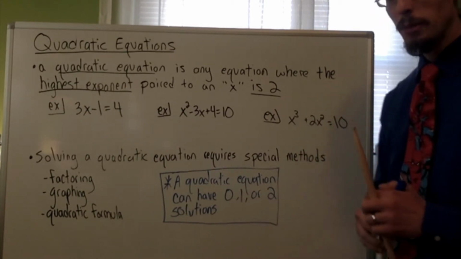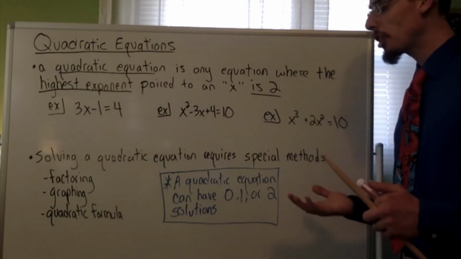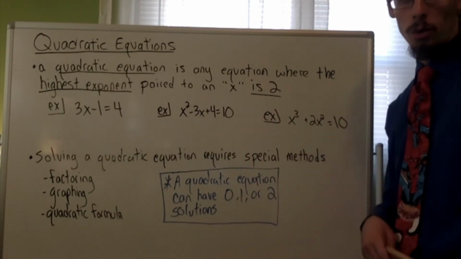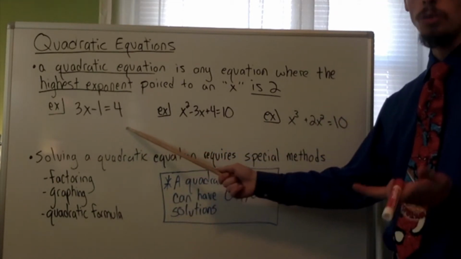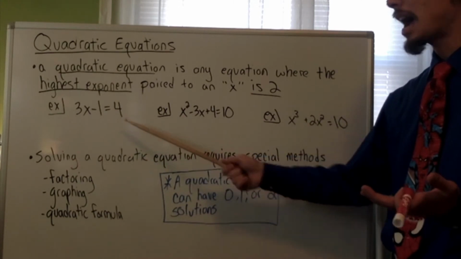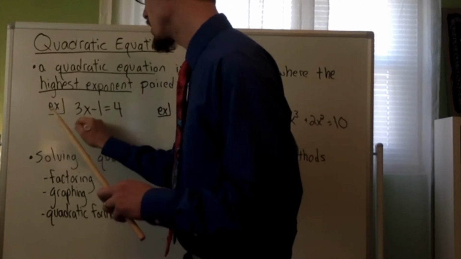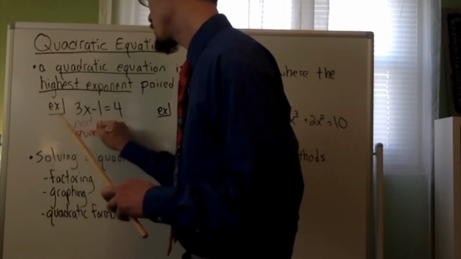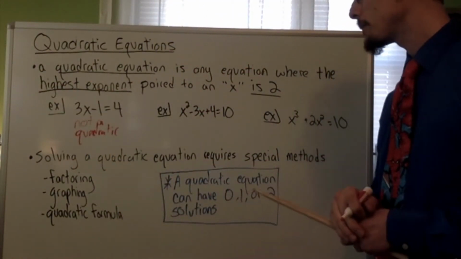So let's just look at some of these examples here. We're going to determine whether each of these is quadratic or not. The first one you see is 3x minus 1 equals 4. Do I see an x squared anywhere? I don't, right? That means this one is not a quadratic. There's no x squared, it's not quadratic.